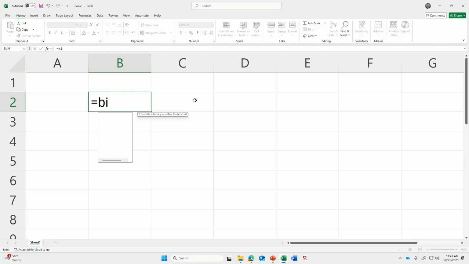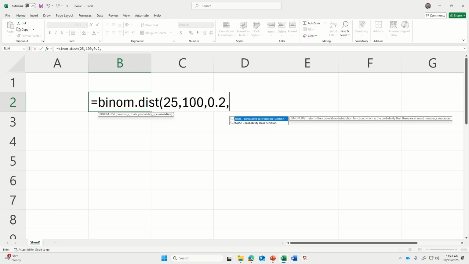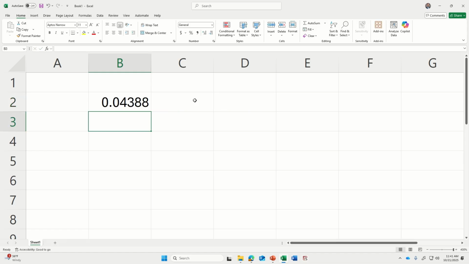And I'm going to use Excel to tell me the number of students I want to succeed is 25. The number of trials is 100. The probability of success for each student is 0.2. And I don't want this to be a cumulative distribution function. I want this to be a probability mass function, so I tell it false. Okay, my probability is 0.04388.